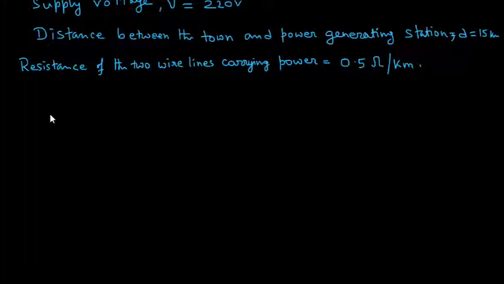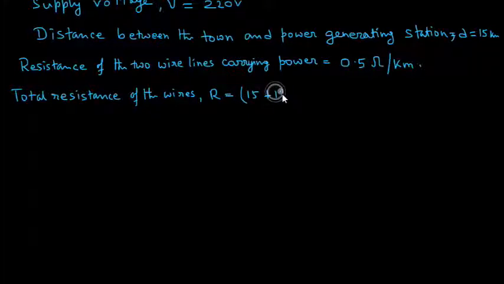Total resistance of the wires R is equal to 15 plus 15.5 is equal to 15 ohm.